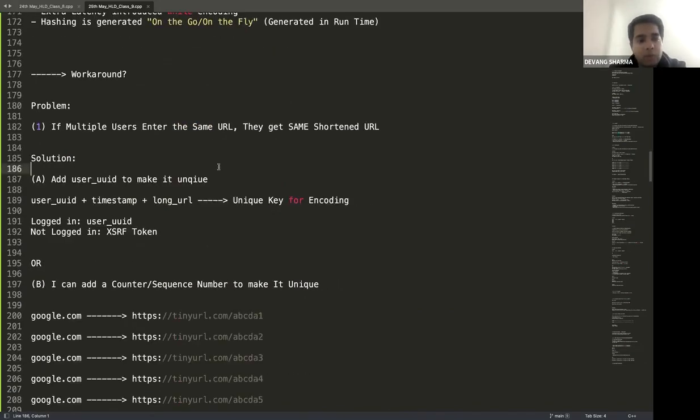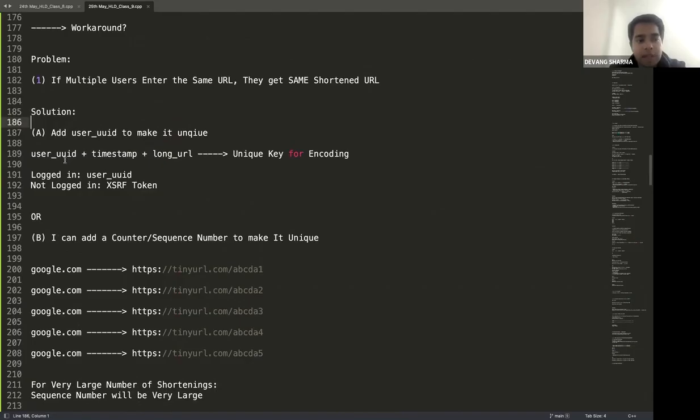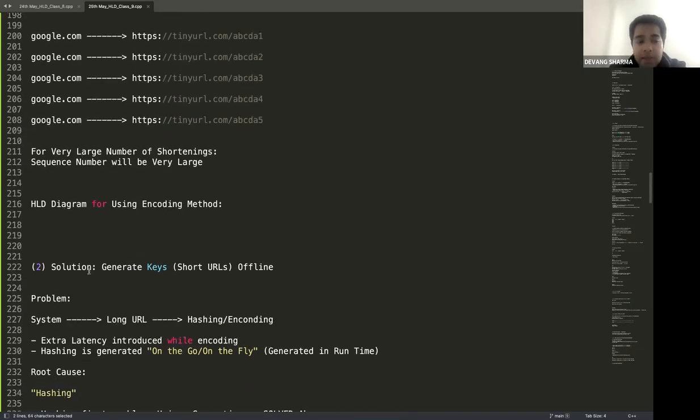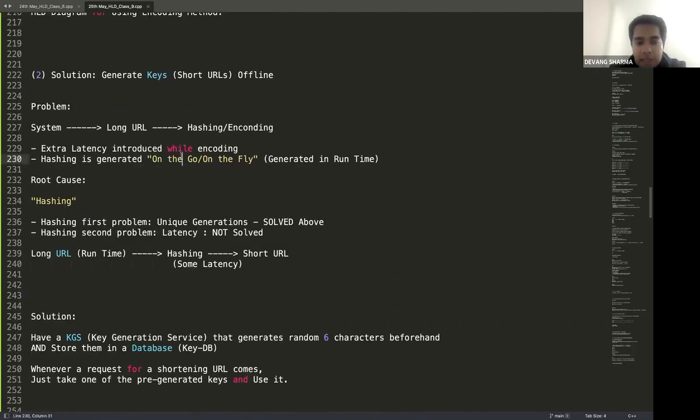So we talked about workarounds. First, how do I take care of multiple users? I can add a unique timestamp that will take care of it. But the second, in case I'm creating extra latency, I cannot solve it with hashing for sure, because hashing will definitely introduce some latency. So we pivoted away from the hashing approach altogether.